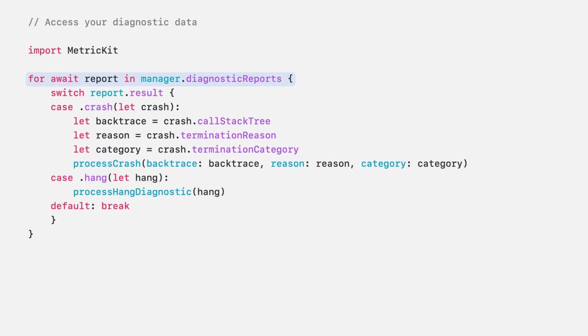Diagnostic reports are also structured, so you can pick and choose what you want to receive. For example, this code awaits diagnostic reports and switches on the cases of different types of diagnostics. In the case of a crash diagnostic, it extracts the backtrace, the reason, and the category. Now, this information can be processed by the app, like sending it up to a server. In the case of hang diagnostics, it can use the hang case to process that report differently.